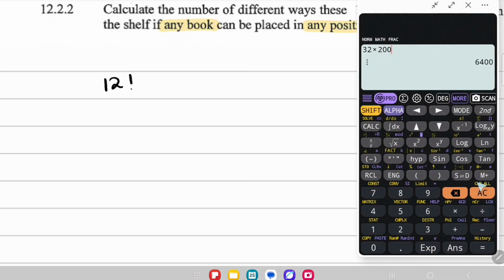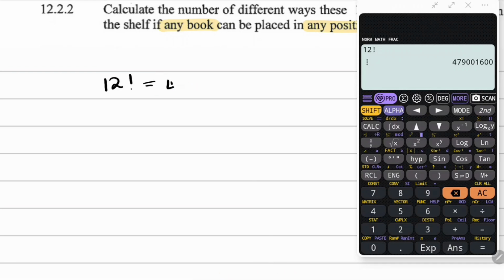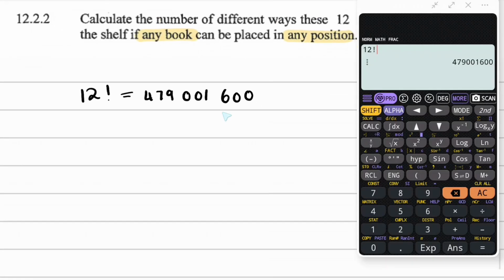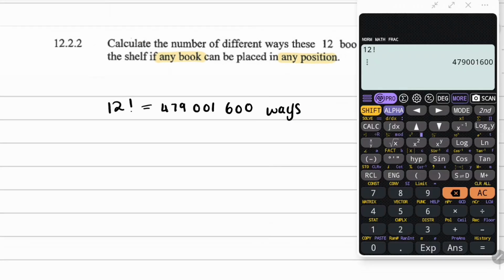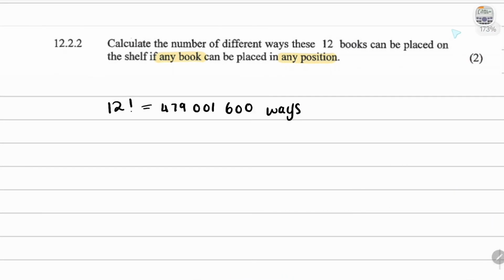So let's find out what 12 factorial is. That's going to be 479 million and 1,000. Okay, so this is how it goes: 479 million, 001, and then 600. Okay, so there we go. 479 million, 1,600. And that would be the total ways. Moving on to the next question.